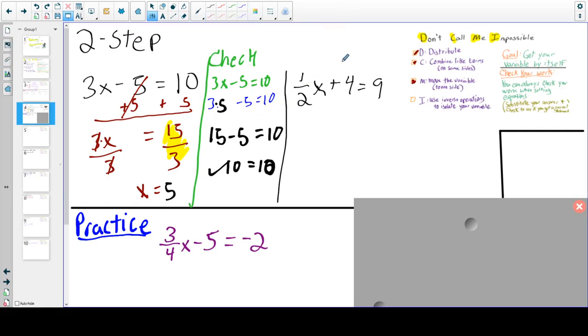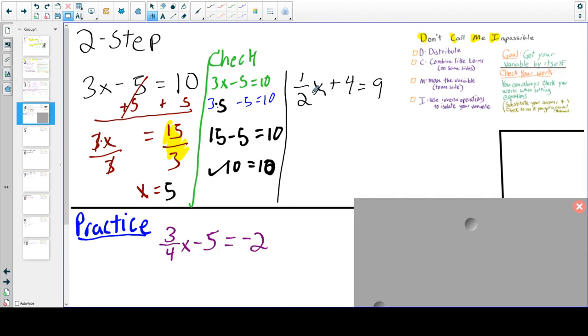So this one, a lot of you might say, oh, this is challenging because there's a fraction. Remember, fractions are just numbers. There's nothing different. They just look a little different, but we treat them the same way as normal numbers. So, let's try this out.